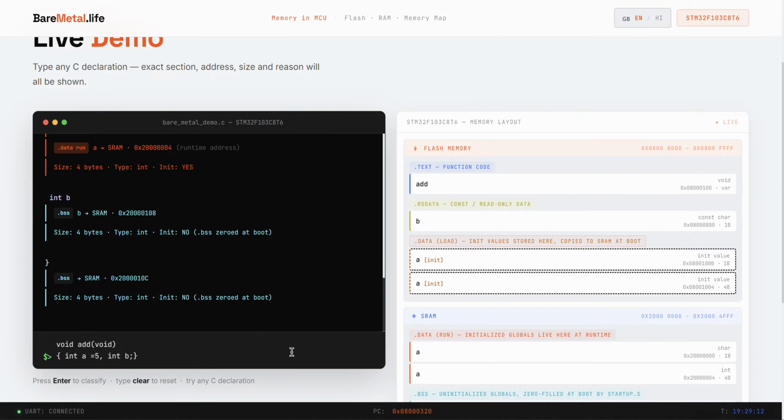However, if you declare a variable outside of any function, making it a global variable, the rules change. If it carries an initial value, it gets stored in flash memory, and the best part is any function in your program can access that.